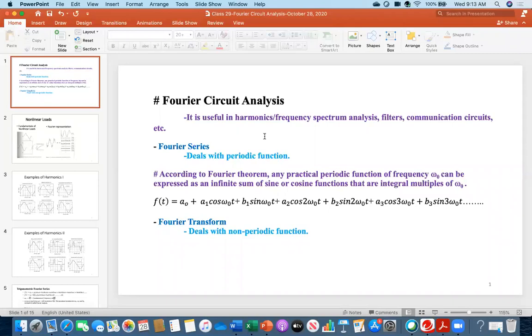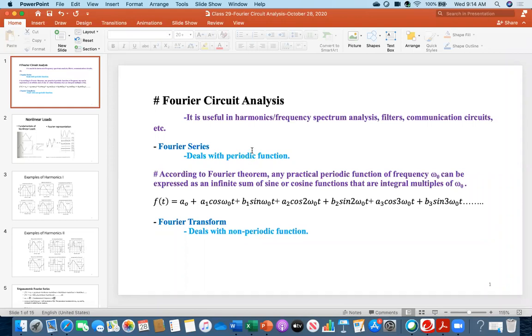Now, a signal can be periodic or can be non-periodic, sometimes called aperiodic. Accordingly, there are two terms. One is called Fourier series, and the other is called the Fourier transform. Fourier series will handle the periodic function, and Fourier transform deals with non-periodic functions. So that is the difference.